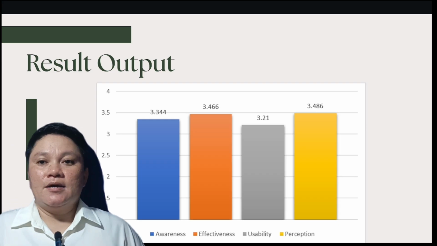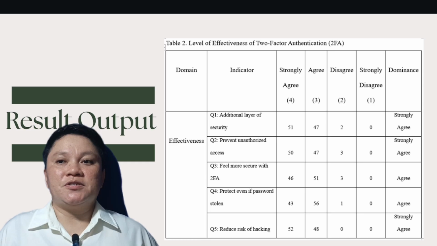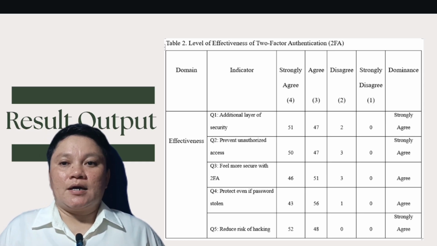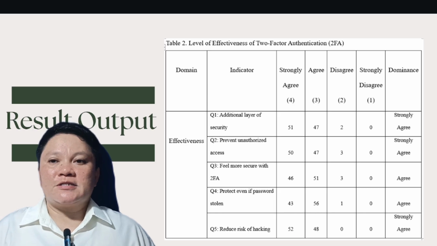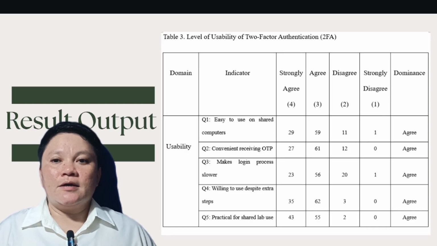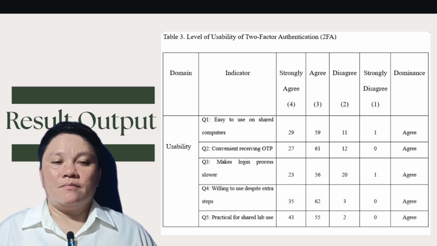For usability, the grand mean was 3.21. This shows that the students generally find two-factor authentication manageable and practical. However, some students feel that two-factor authentication can make the login process slower because of the extra verification step.